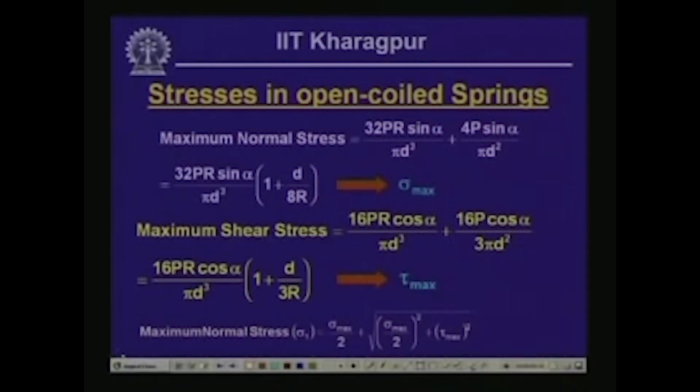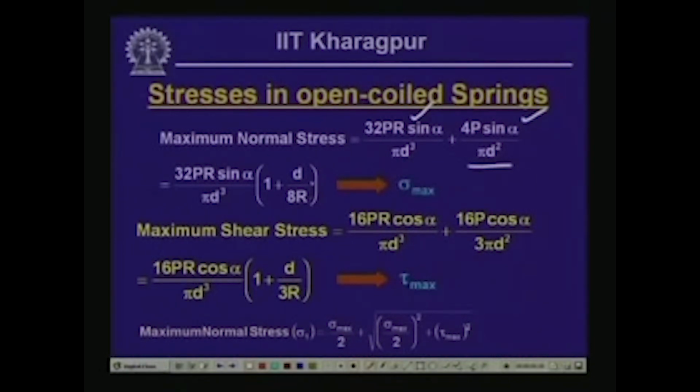So, here it is indicated that the maximum normal stress is equal to 32 PR sin alpha by pi d cube. This is because of the bending, and this is because of the axial tensile pull. So, if we combine these 2, we get this as 32 PR sin alpha by pi d cube, which is because of the bending part, times 1 plus d by 8r.